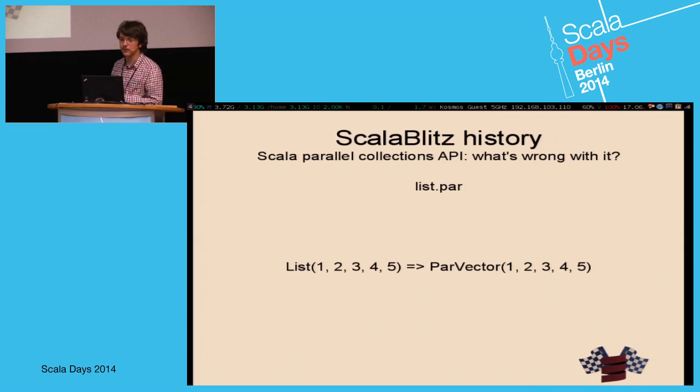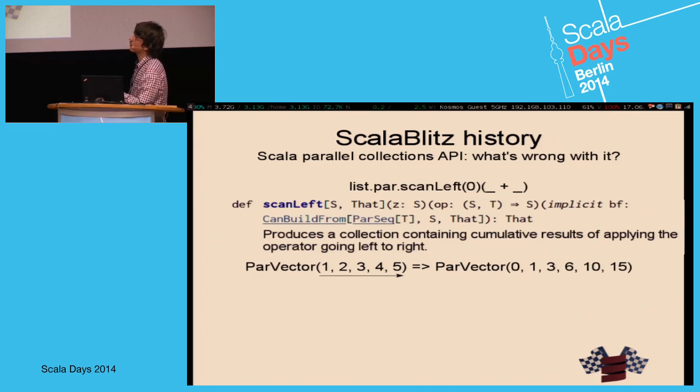Actually, a list is not a parallel collection. You can't conduct any operation in parallel on it. And when you invoke .par on it, the list will get copied and you'll get a par vector. So now you will pay the price of linearly copying the whole collection just to start your parallel operation in the first place.